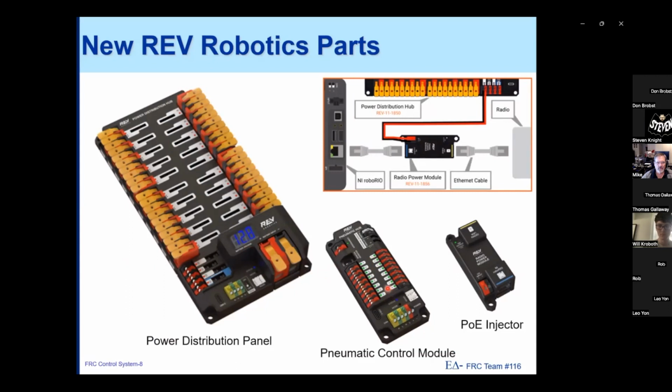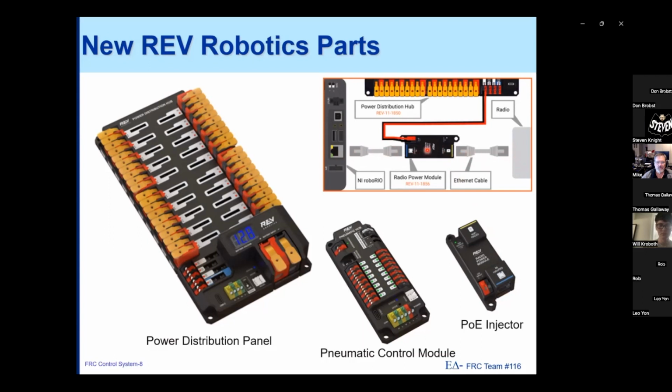This actually supports up to 16. That is quite a bit better than what we had with the original power distribution, or rather pneumatic control module. There is also a power over Ethernet injector here that is used to interface between the RoboRio and the radio that's used to interface to the field control system.